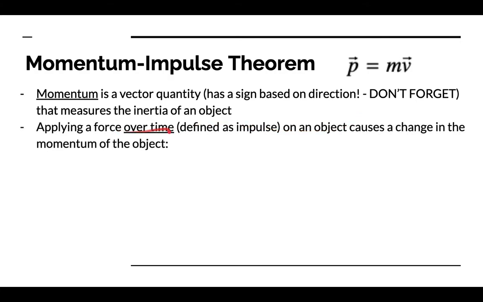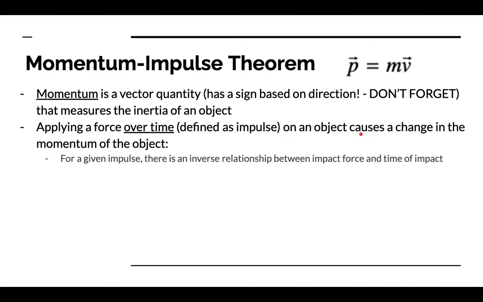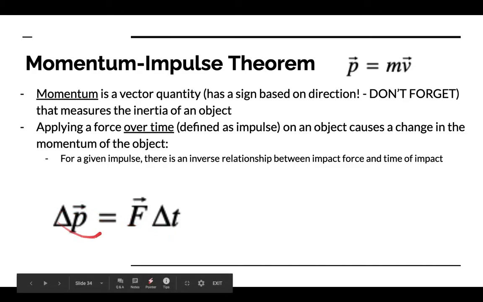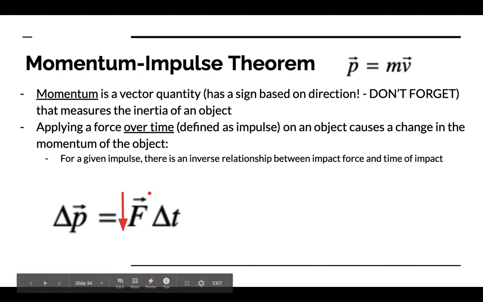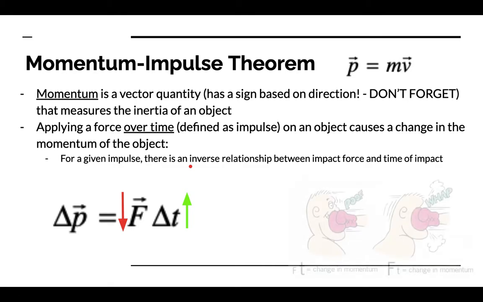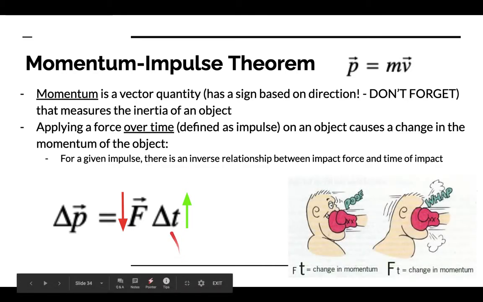Applying a force over time as opposed to distance is defined as impulse, and it causes a change in the momentum of an object. For a given impulse, there's an inverse relationship between impact force and impact time. So for a given impulse, that means if we decrease the impact force, the impact time must go up, okay? And vice versa, if we decrease the impact time, that means the impact force must go up.